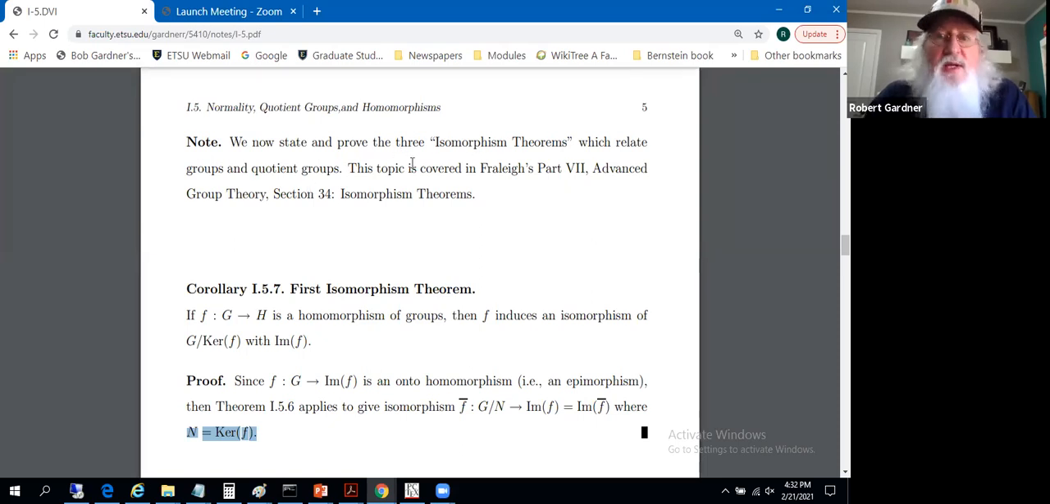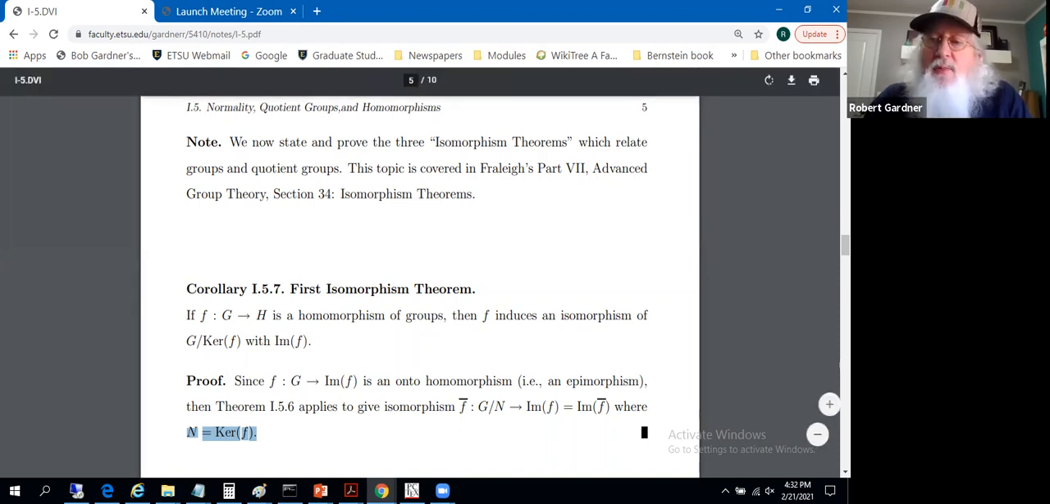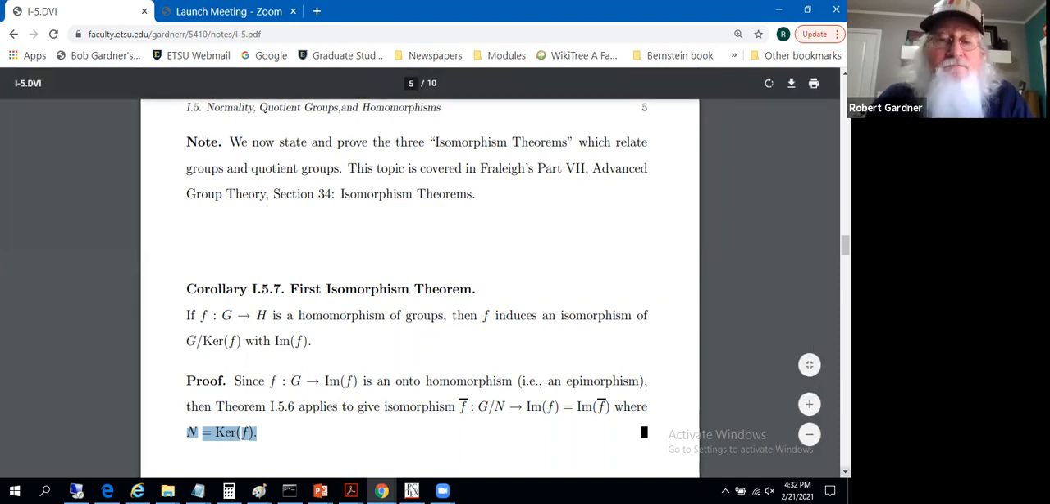So this story with these isomorphism theorems, we will state three of these. The other three won't be quite this brief. They relate groups and quotient groups in the crudest of senses. This is material also covered in the Fraleigh book. It's in, I guess, section 34 of the Fraleigh book. It's in the advanced group theory part of that senior level book.